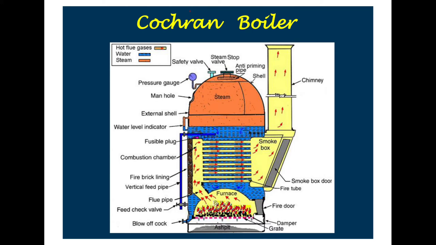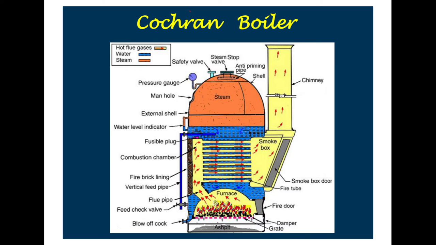And Cochran boilers. This is also one of the low pressure boilers, where we can see the same boiler mounting like the last slide showing the same configuration, but there will be some differences in structure compared with the previous type of boiler. Here the hot flue gas is shown as arrow marks, the water is shown in blue color, and the steam is shown in brown or orange color.